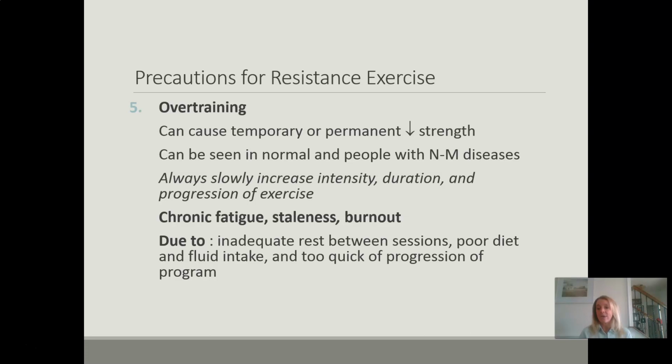So this can lead to fatigue and burnout. It can be due to inadequate rest between sessions. And again, this is usually days, right? So make sure you take a day off here and there, or at least in between training different muscle groups. Other causes are inadequate diet or fluid uptake, or too quick of a progression of an exercise program. This is also where you can see things like rhabdomyolysis, where you have the breakdown of the muscle tissue due to doing too much at once or overtraining. So we want to avoid anything like that in our patients. So again, slow, gradual increases.